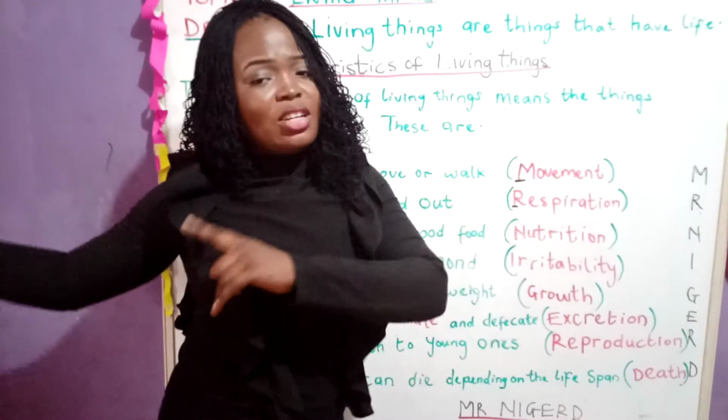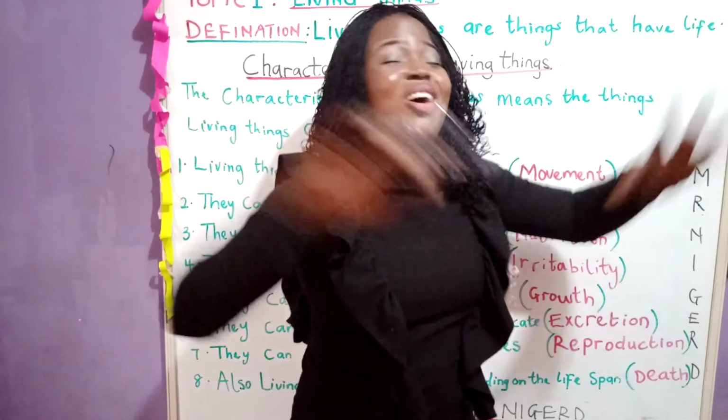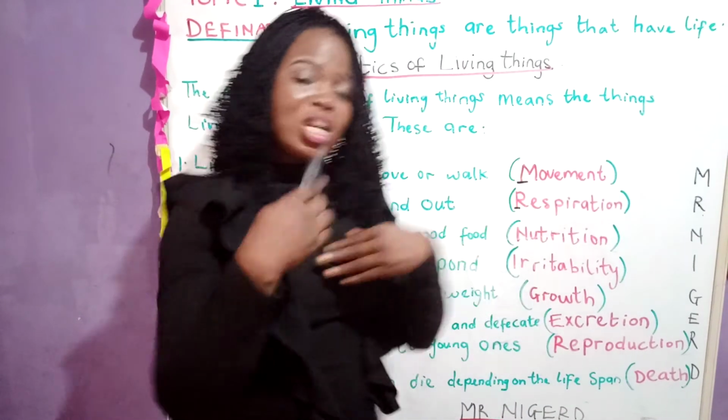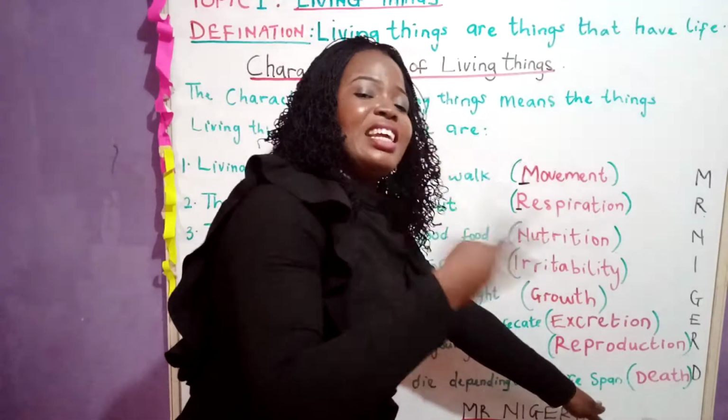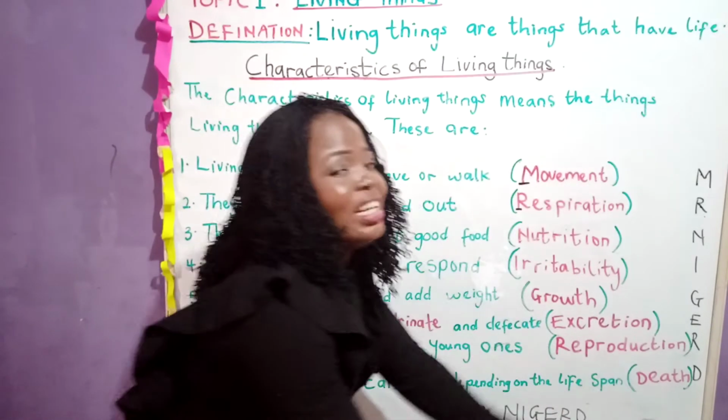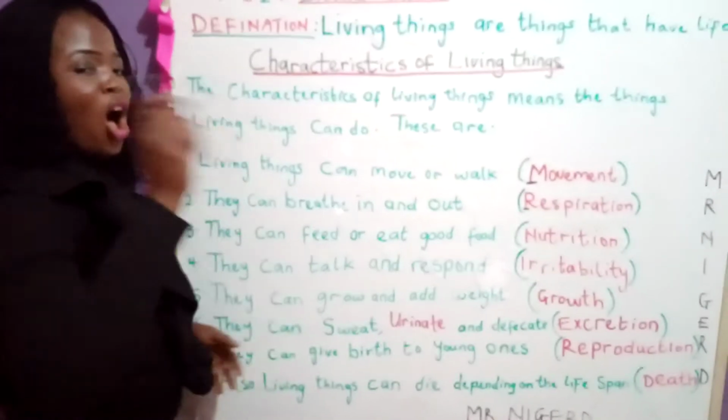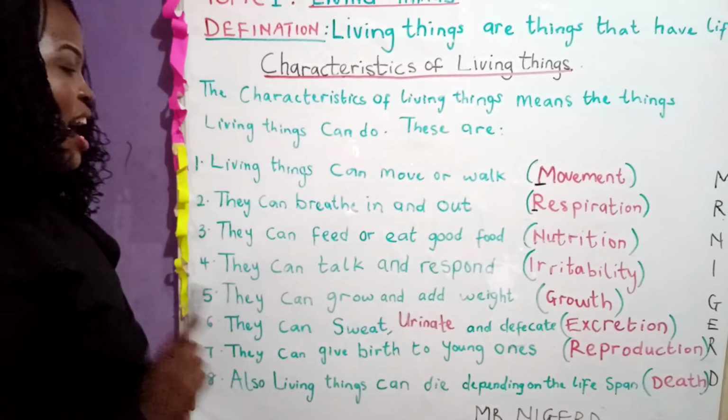Because somebody died yesterday, that doesn't mean another person cannot die tomorrow. All living things must die because we have life. And one day, when it has reached the lifespan, the lifespan will expire and living things will give up. All living things must die.